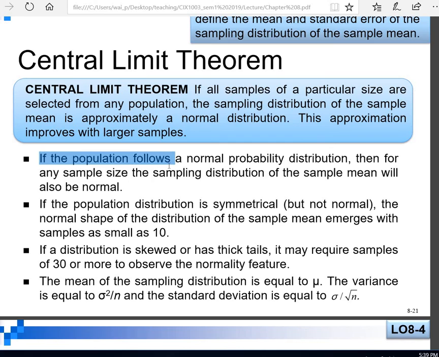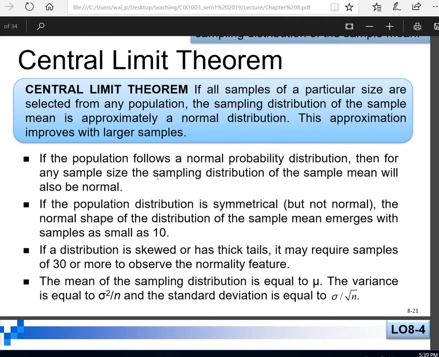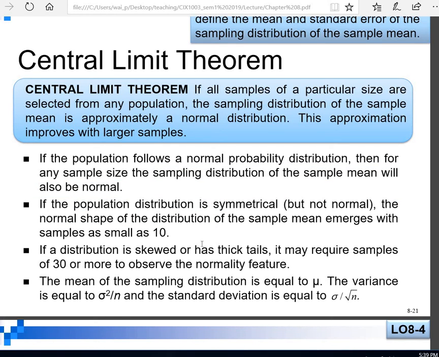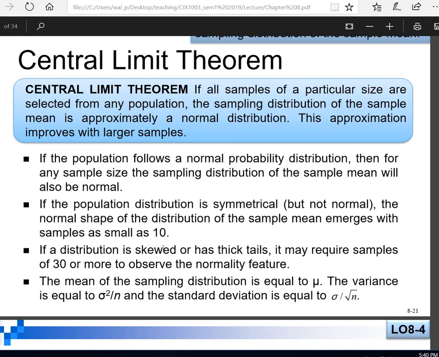So if the population follows a normal probability distribution, then for any sample size, the sampling distribution of the sample mean will be normal. If the population distribution is symmetric but not normal, the normal shape of the distribution of the sample mean emerges with samples as small as 10. If a distribution is skewed, for example, positive or negative skew, that we have learned in topic 4, if I'm not mistaken, then it may require samples of 30 or more.